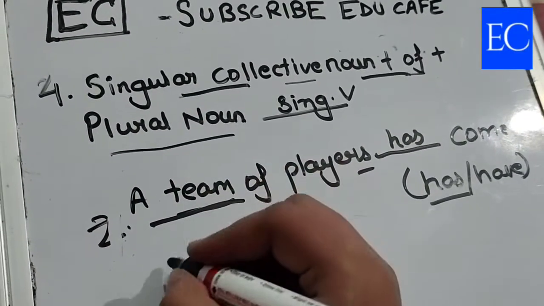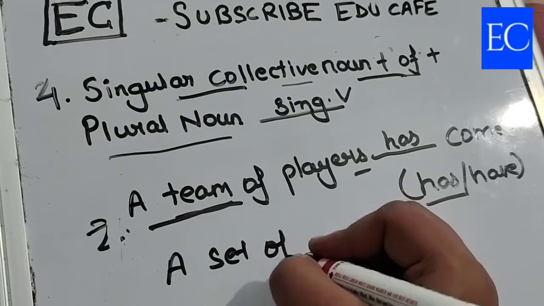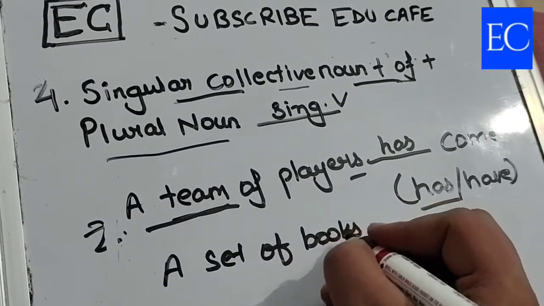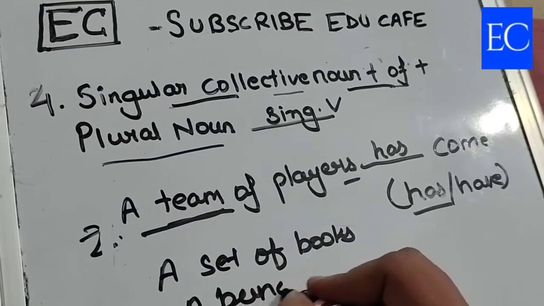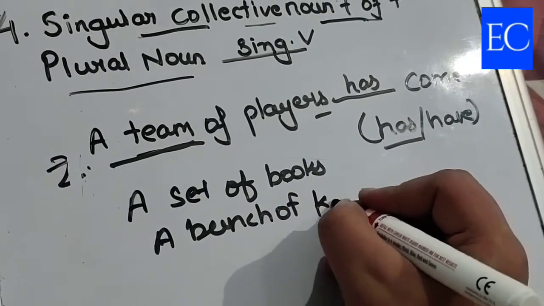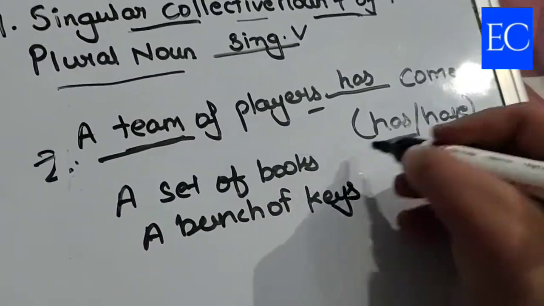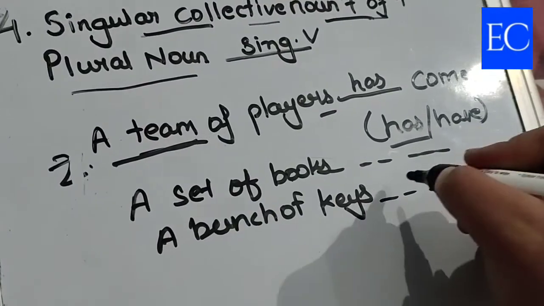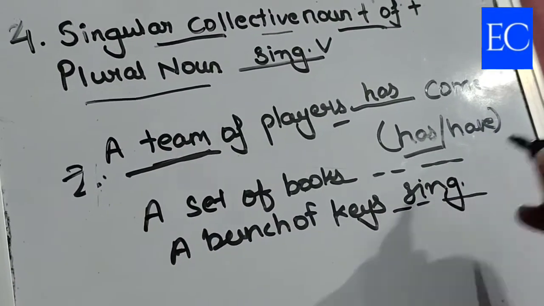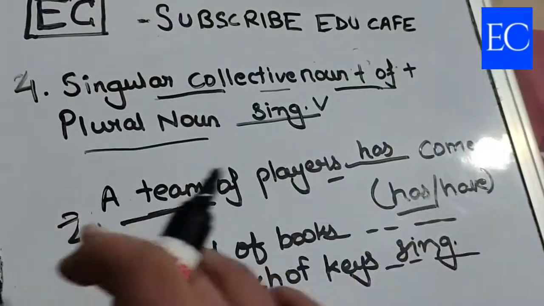And there are many examples. A set of books, a bunch of keys, and after which we have to put some verb. They will always be singular, not plural. The fourth rule states all this.